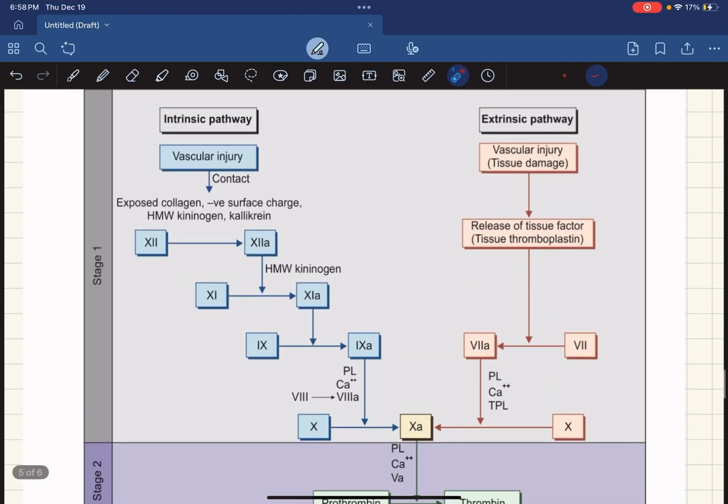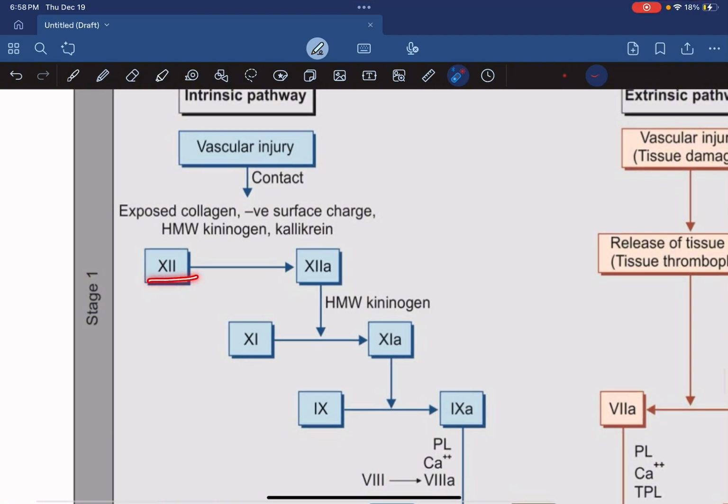So first, coming to the intrinsic pathway, the first step is the activation of factor 12, which is done with the help of the vascular injury and the contact. Because the contact helps in it, this is why it's also known as the contact factor. The exposed collagen, the negative surface charge, and the high molecular weight kininogen and kallikrein are what help factor 12 in becoming factor 12A.